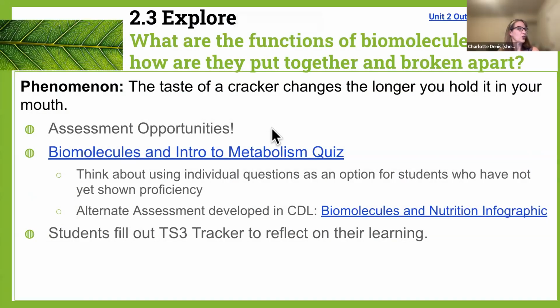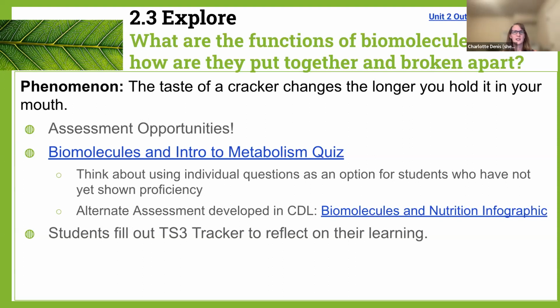All right. So speaking of assessment, here is kind of a first opportunity for an assessment. After they've done the modeling and learned about biomolecules, there's a quiz. I think it's a front and back if you're doing it on paper. You could use individual questions for students who haven't shown proficiency or are struggling with some of the formative assessments that have come a little bit earlier.